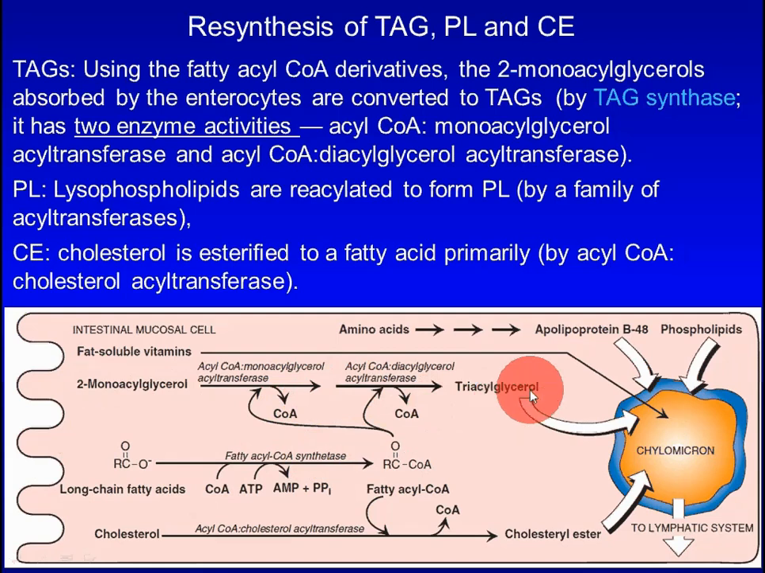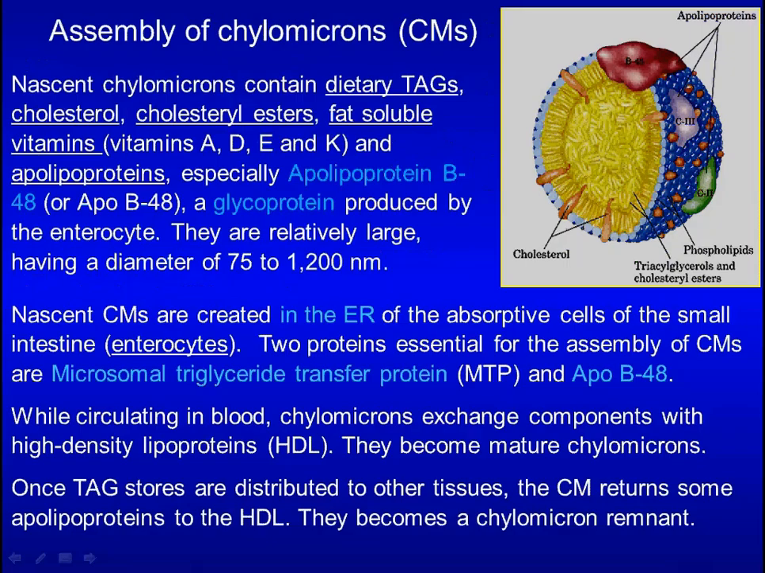TAGs are packed into chylomicrons for delivery. So, what is a chylomicron? Nascent chylomicrons are large particles containing TAGs, cholesterol ester, and fat-soluble vitamins in the middle, and cholesterol, phospholipid, and apolipoproteins in the outer shell.